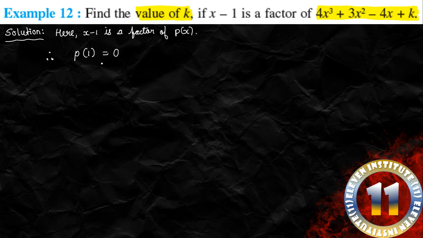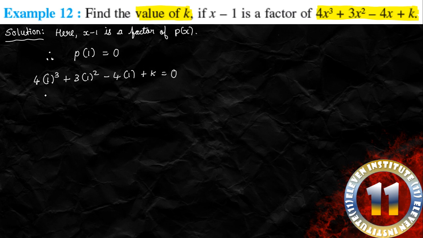Very simple, right? Now this is the polynomial that we have. Instead of x, we have to write 1. So let us write the polynomial over here. This is 4, but instead of x cube, we will write 1 cube. Then again we have 3x square. Instead of x square, we will write 1 square. Minus 4, again instead of x, we will write 1. Then we have plus k is equal to 0.